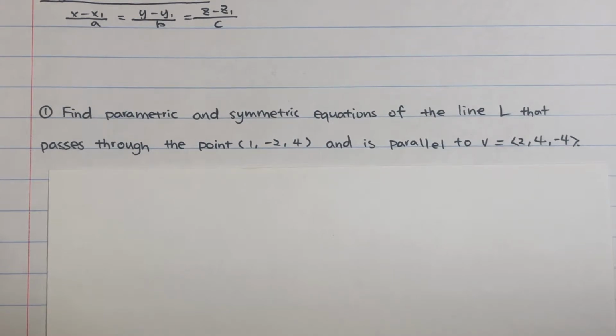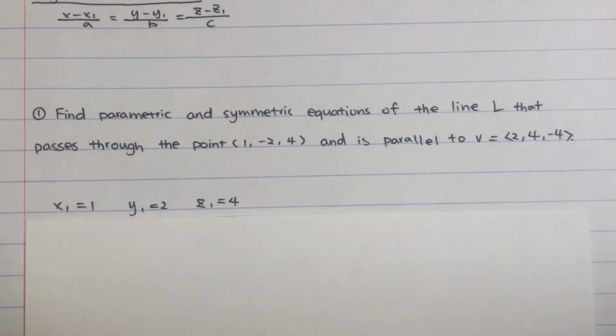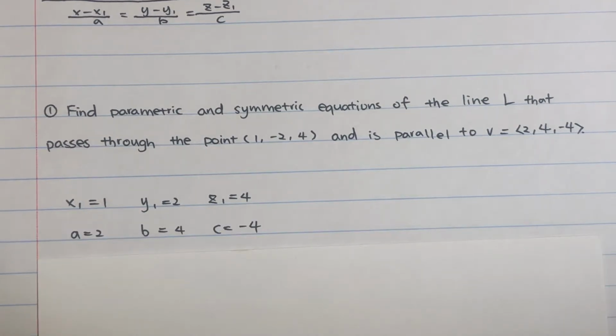that passes through the point (1, negative 2, 4), and is parallel to v equals to <2, 4, negative 4>. So we first let x1 equals to 1, y1 equals to negative 2, and z1 equals to 4. And then we let a equals to 2, b equals to 4, and c equals to negative 4.